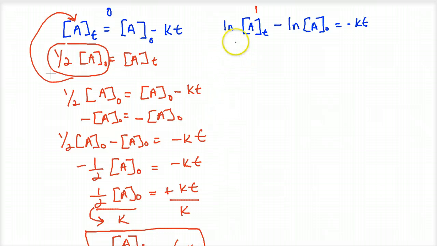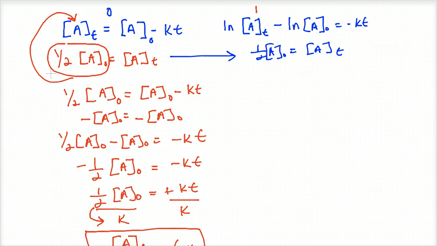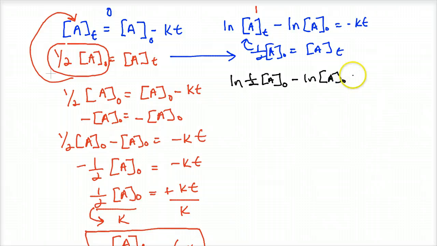All right, and we're going to do the same kind of fill-in here. 1/2 of A initial is equal to the concentration of A at some time period. So when we plug that in right here, what we get is the ln of 1/2 of A initial, minus the ln of A naught, equals, again, negative KT, and I put a little half here since we're trying to find that half-life.